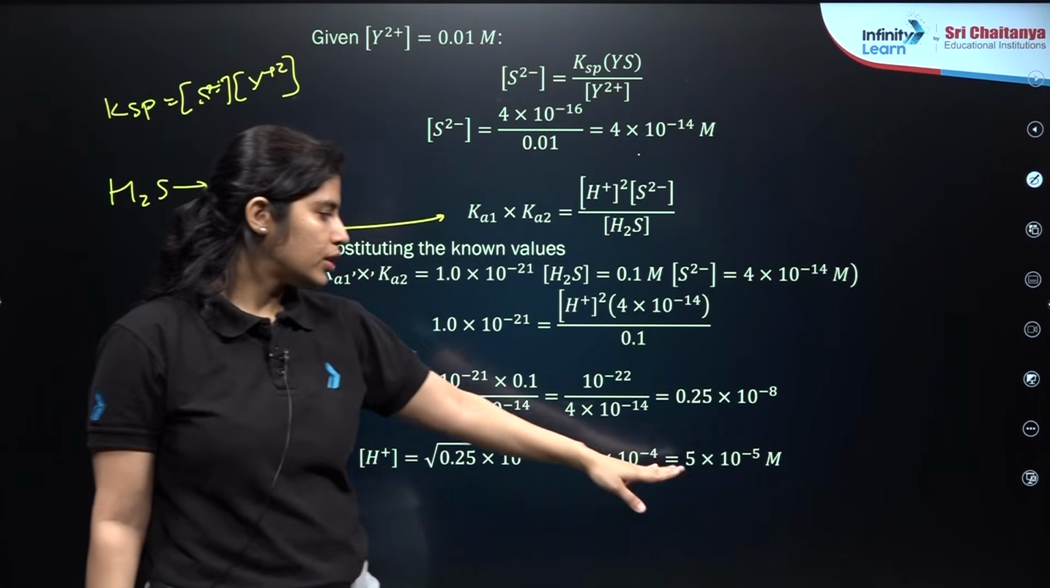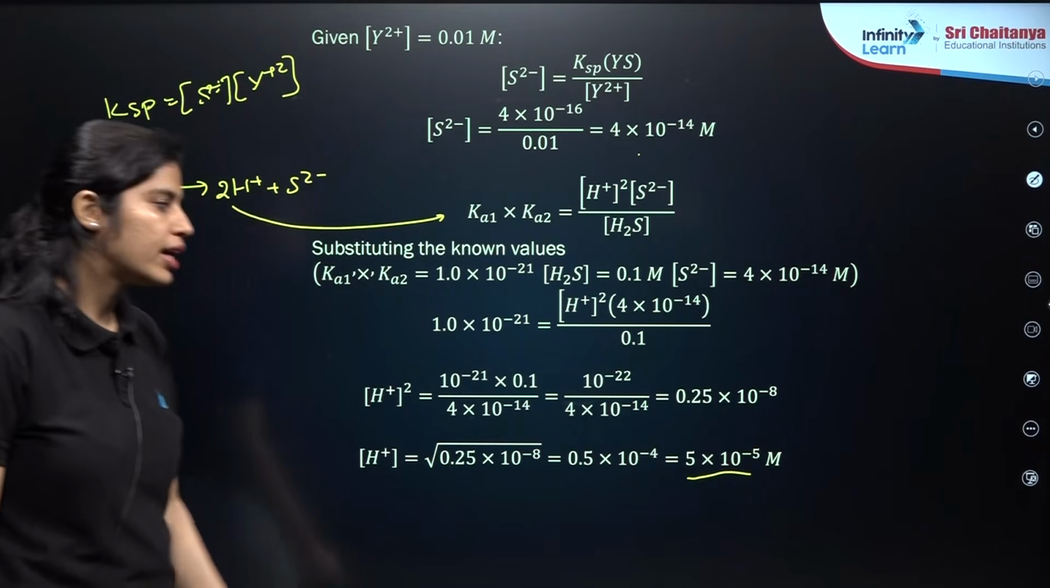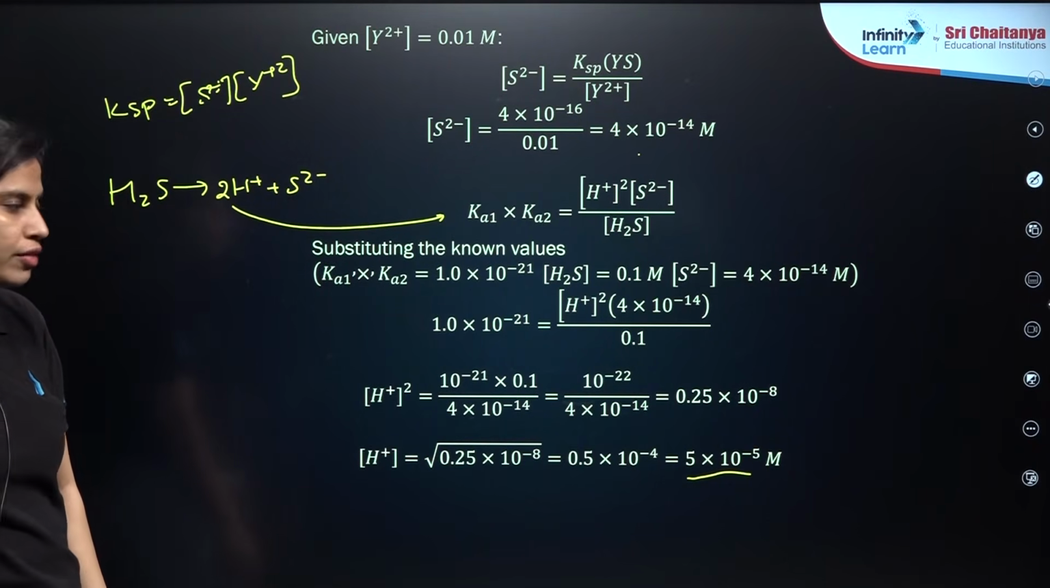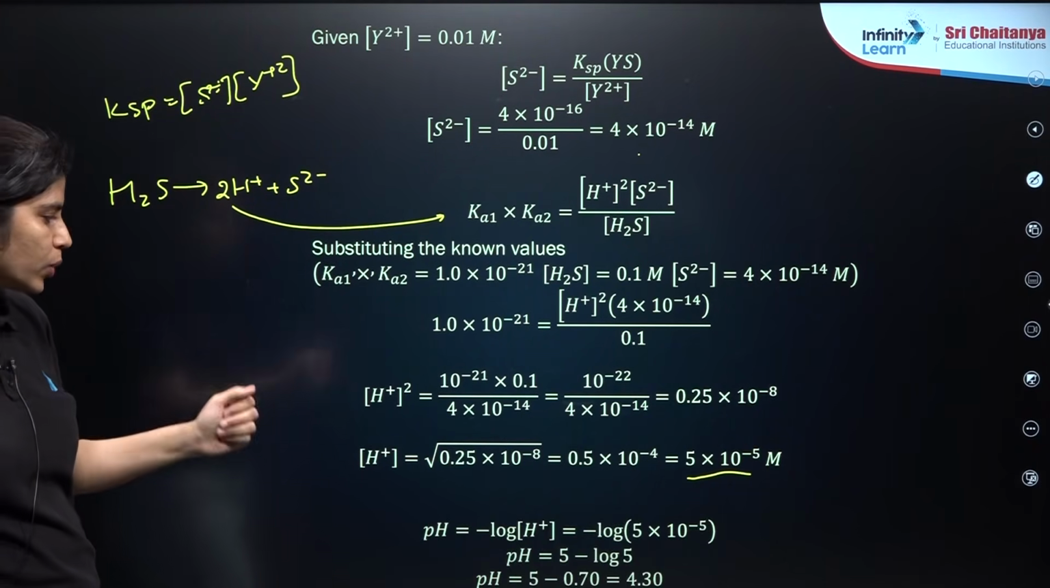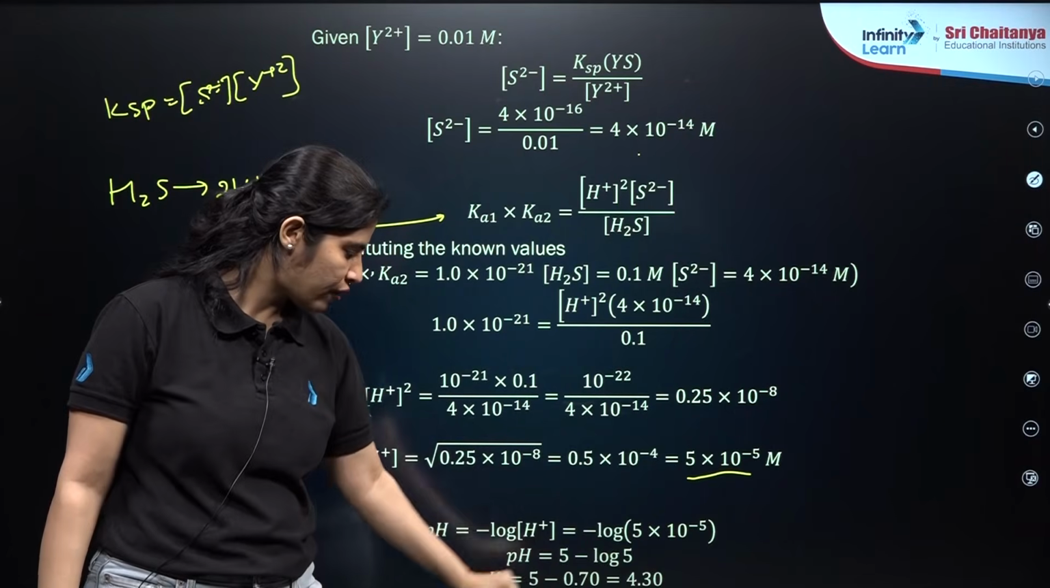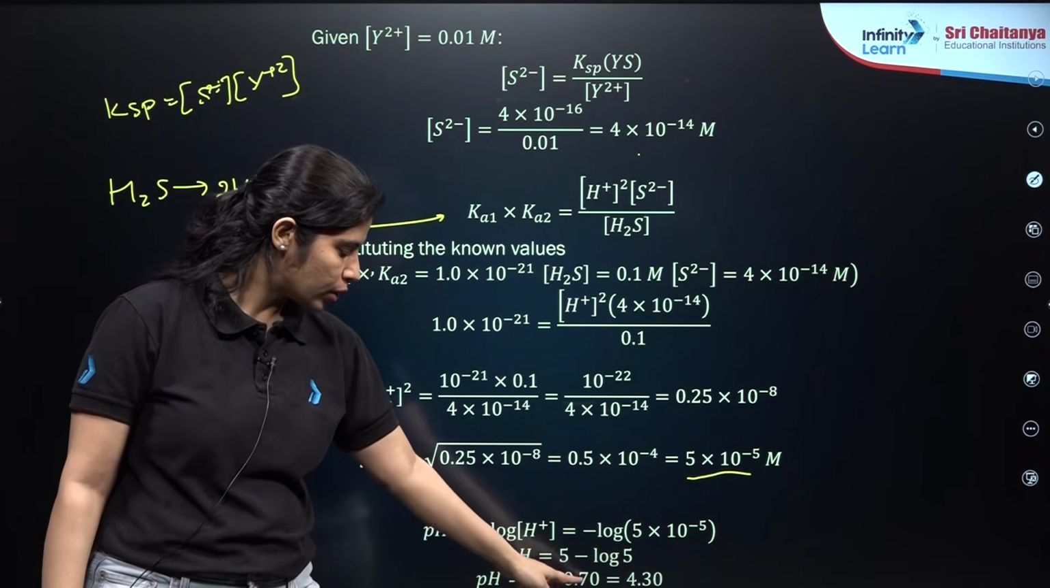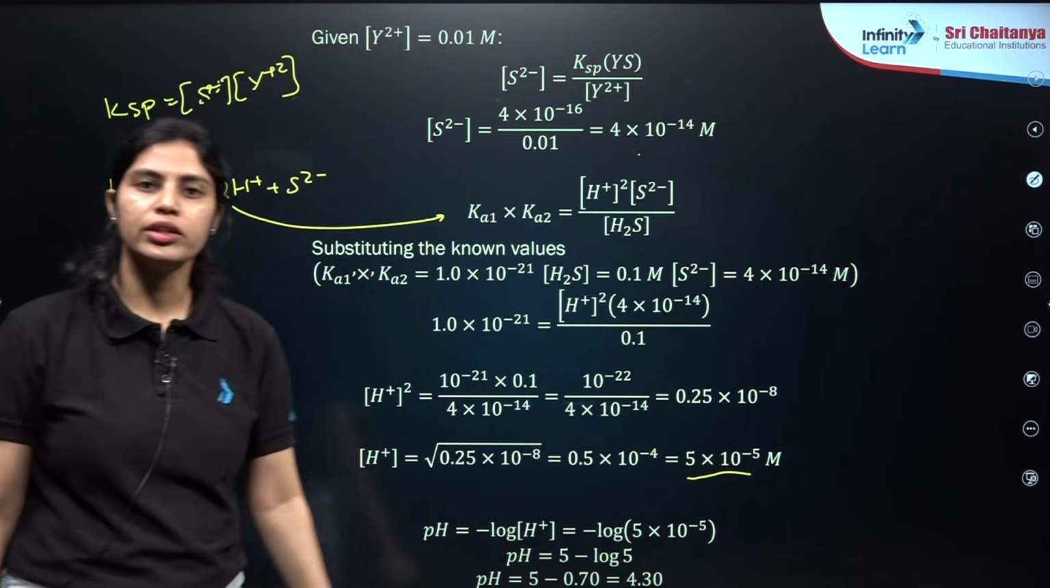As soon as you calculate the concentration of H plus over here, 5 into 10 raised to the power of minus 5, that means log 5 is what we have to take. So 5 minus log 5, the log 5 value is given as 0.70, you will get 4.30.